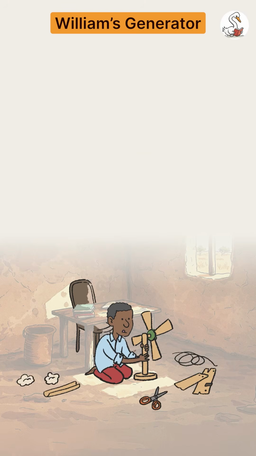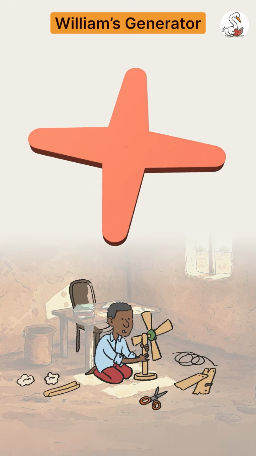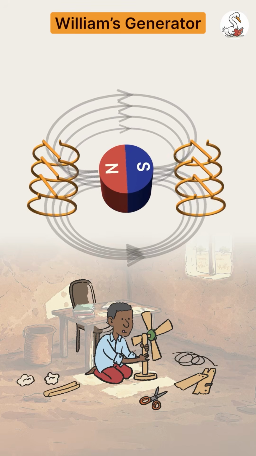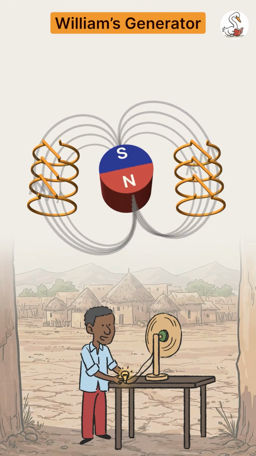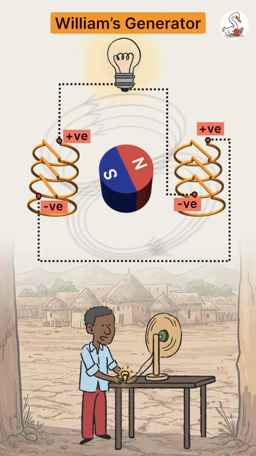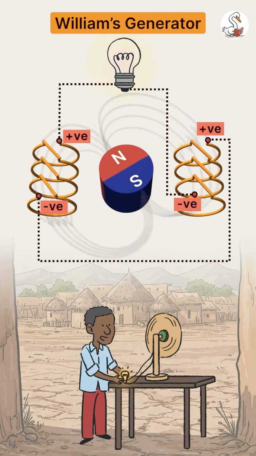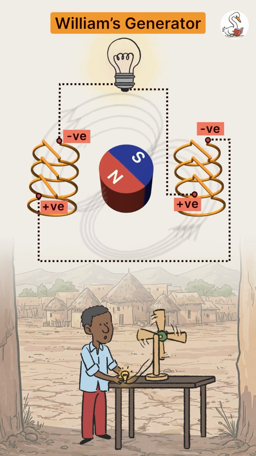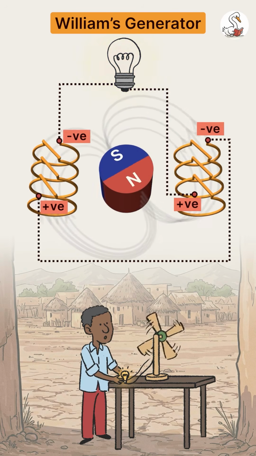Using this same concept, William built a windmill from scrap materials, which started rotating a magnet inside a wire coil. William connected a bulb to the ends of the wires of these coils, and it started glowing. But he noticed that as soon as the bulb was connected, the speed of the windmill's rotation decreased.